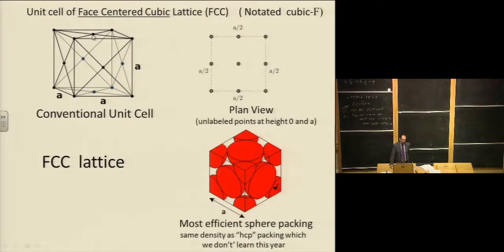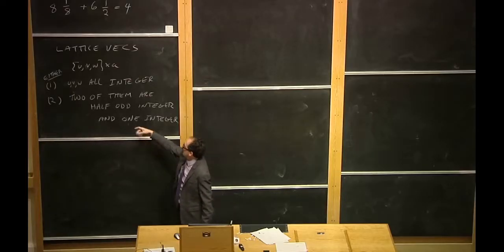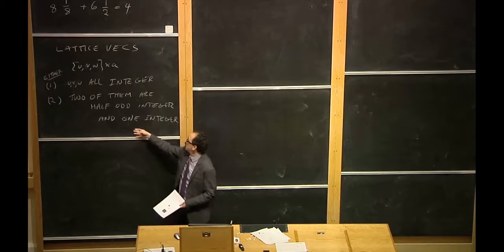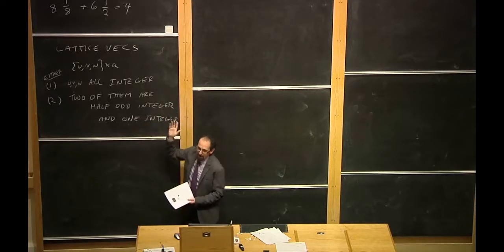For example, this guy here, he's over 1/2, he's back 1/2, but he's up an integer height. Whereas this guy over here, he's over 1/2, he's up 1/2, but his depth is an integer. This one here is over 1/2, up 1/2, and he's an integer back. So if it's on a face, it has 2 half-odd integers and 1 integer. If it's on a corner, it's all integers.